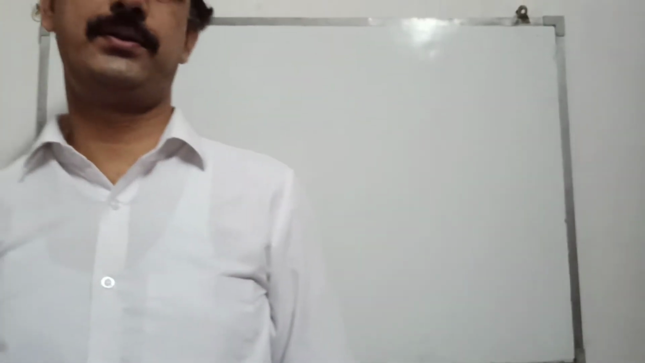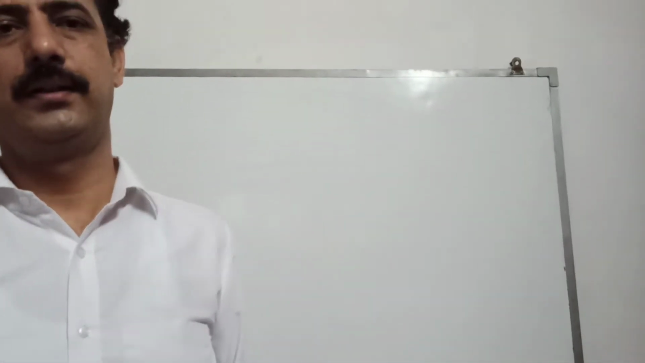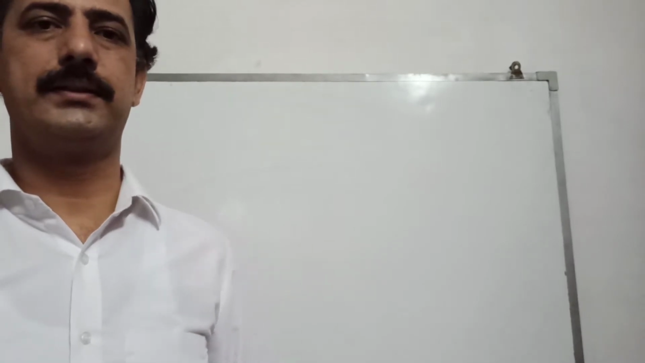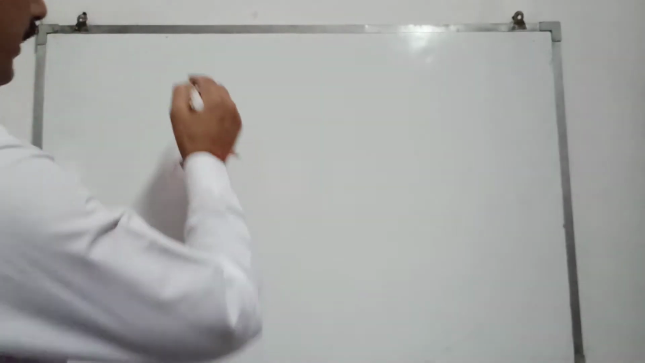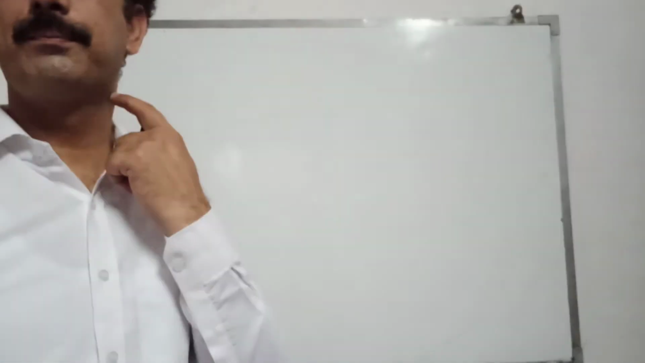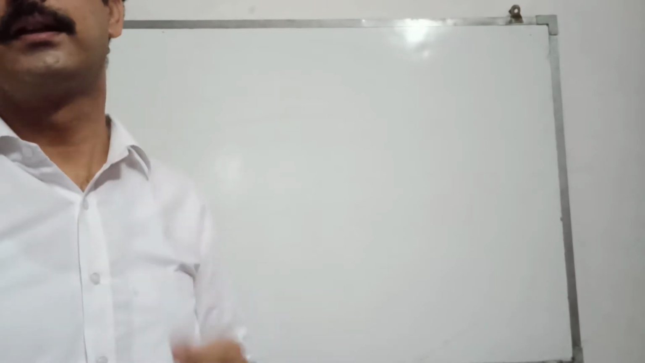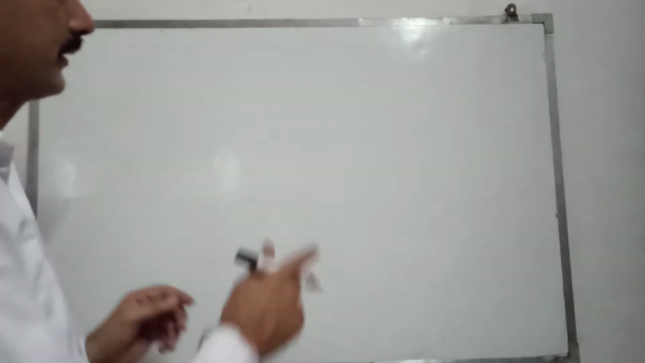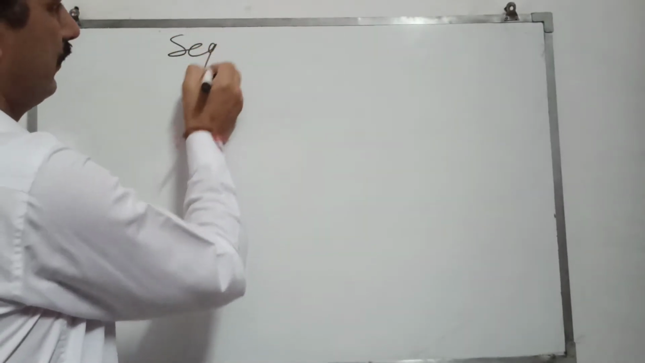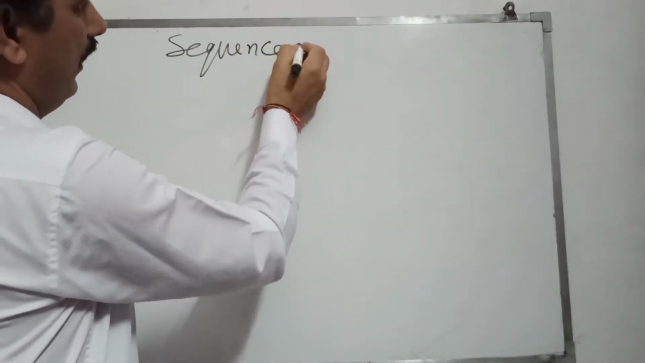Hello students, today we start the new chapter. It's the arithmetic progression series, chapter number 5. Actually, before we start the arithmetic progression series, we discuss the sequence and series. It's a branch of the sequence and series.